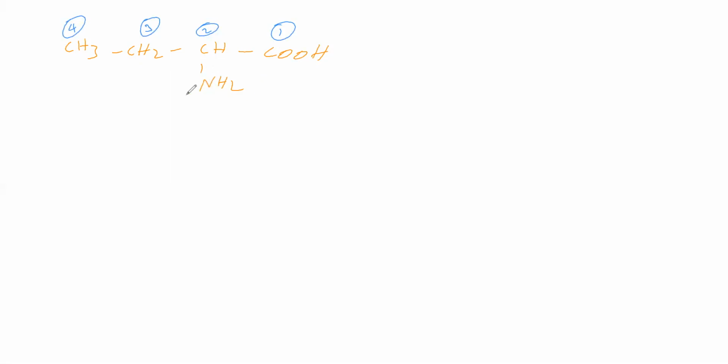Now we will say this amino group is a substituent, so we have to say it as a prefix. NH2 is called amino. It is present at second position, so 2-amino we can say. 4 carbon atoms, therefore but, and carbon-carbon single bond, therefore ane. And carboxylic acid we have to say as oic acid. So this name is 2-aminobutanoic acid, we can say.